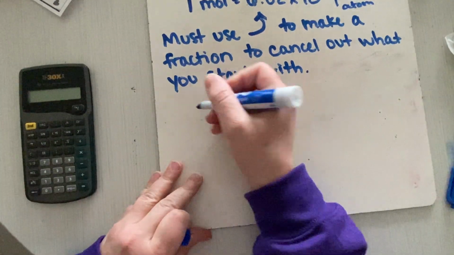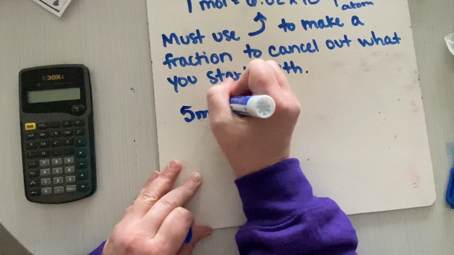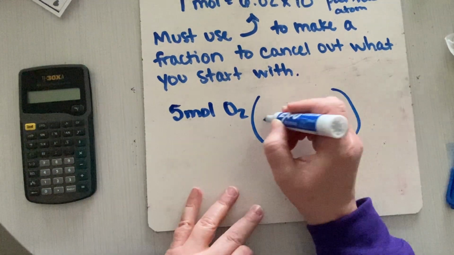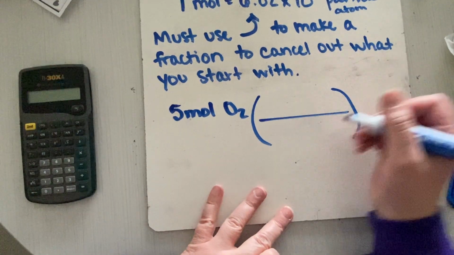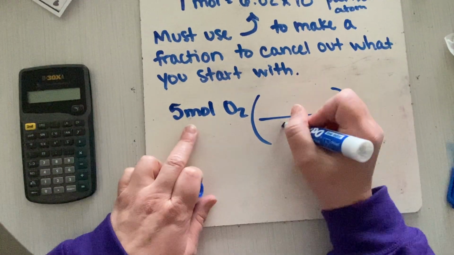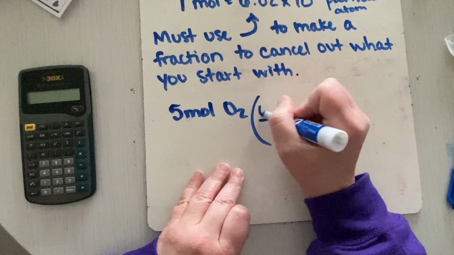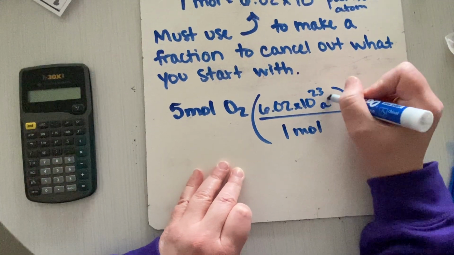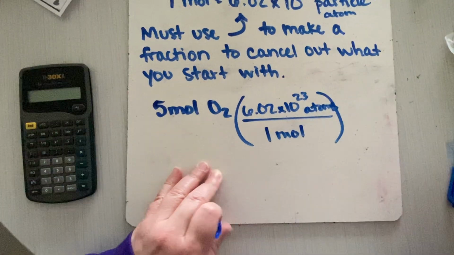So if I start with 5 moles of oxygen and I want to figure out how many particles that is, or atoms, okay? So we're going to put mole on the bottom, so it's going to be 1 mole. And then our 6.02 times 10 to the 23rd atoms, okay?